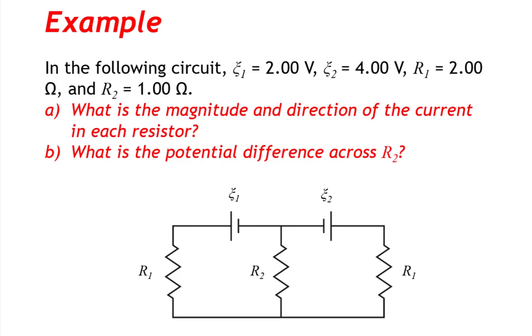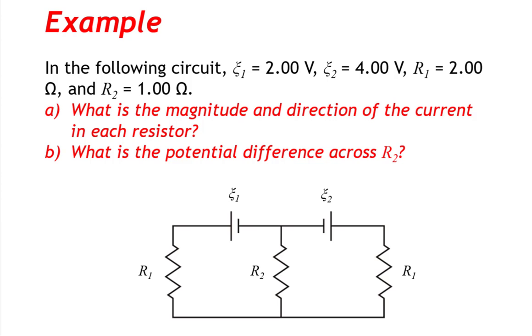In the following circuit, the EMF of battery 1 is 2.00 volts. Battery 2 has an EMF of 4.00 volts. Resistor 1 has a resistance of 2.00 ohms, and resistor 2 has a resistance of 1.00 ohms.